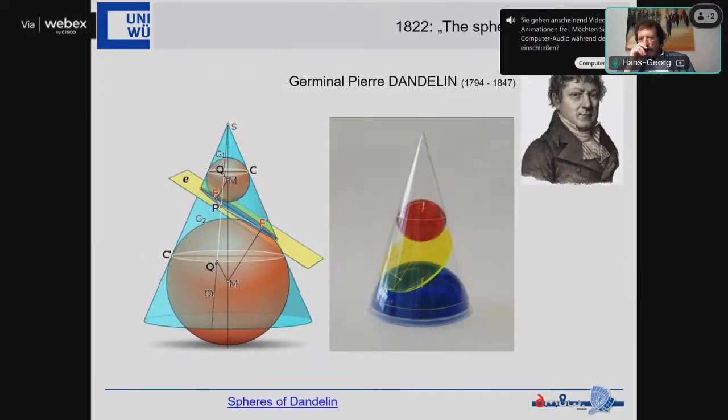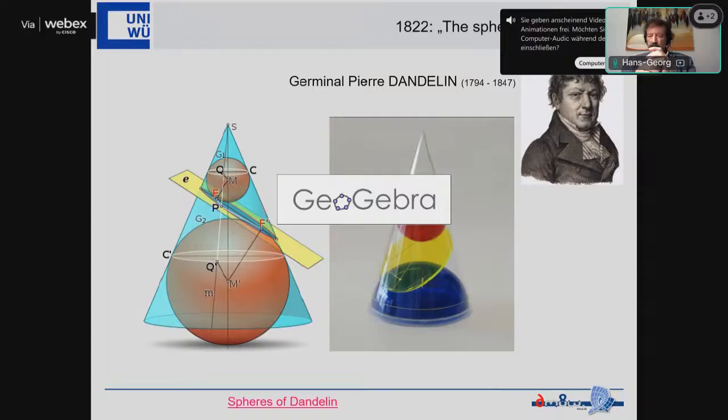And if we go a little bit further in history, it was an important point when Dandelin discovered that you get the foci of an ellipse, and also of the conic sections, if you take the cone and you put two spheres into this cone, and they touch the cone here, especially around this circle. This is a model of this, and of course we can now do a digital simulation of this.